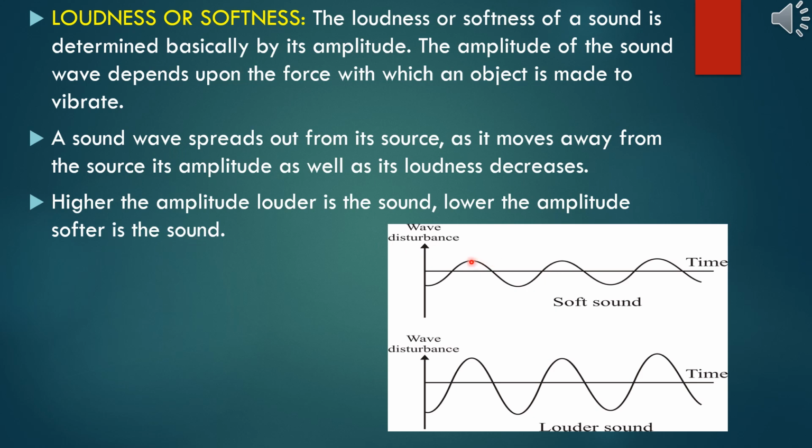We can observe in the figure below, the first one is a soft sound. You can see its amplitude is less, so it is a soft sound. And in the next figure the amplitude is more, so it is called a louder sound.